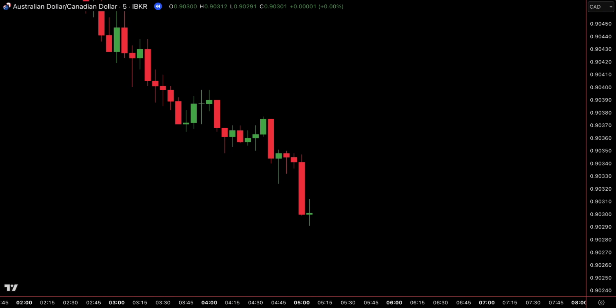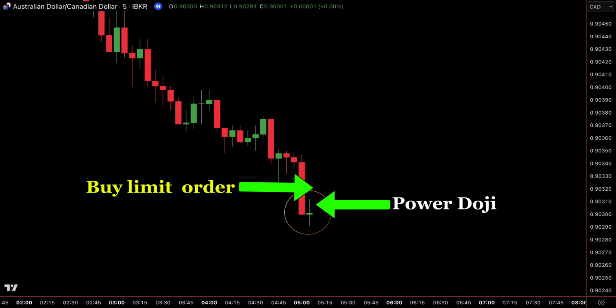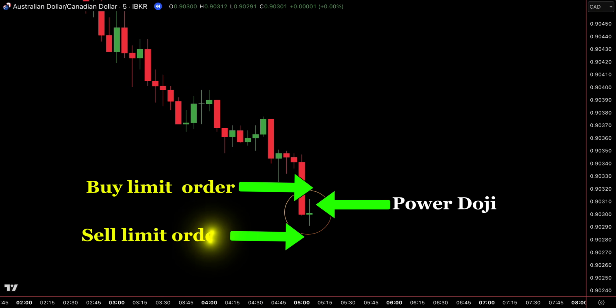Now let's flip the scenario. The market is in a strong downtrend and a Power Doji forms near the bottom of a move. Some traders see it as a potential reversal signal and place buy stop orders above the Doji's high, hoping to catch the beginning of a new uptrend if price turns around. At the same time, others expect the downtrend to continue and place sell orders below the low, anticipating a breakdown.